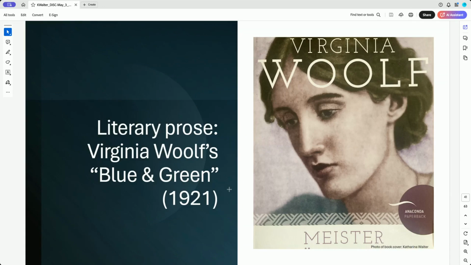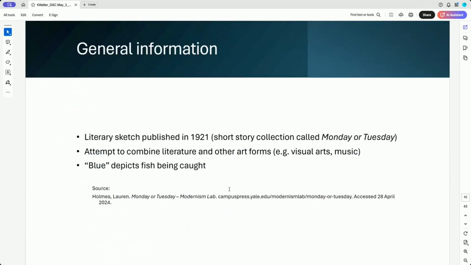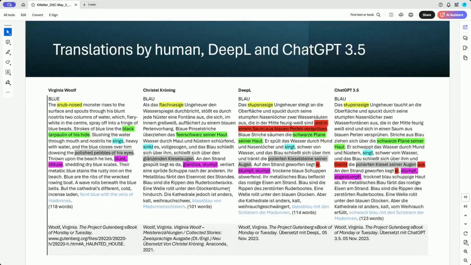I want to show some phenomena based on a very short piece of literary prose by Virginia Woolf. We're only going to look at the section called Blue from this literary diptych called Blue and Green, which is a bit more than 100 years old and which was first published in a short story collection called Monday and Tuesday. The sketch is based on an attempt to combine literature and other art forms. In this case, it's very much about visual art. To say at a very simple level what the plot of the text is, it's about a fish being caught.